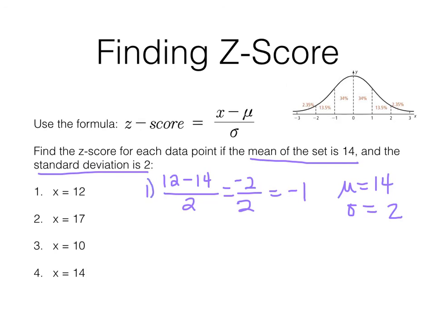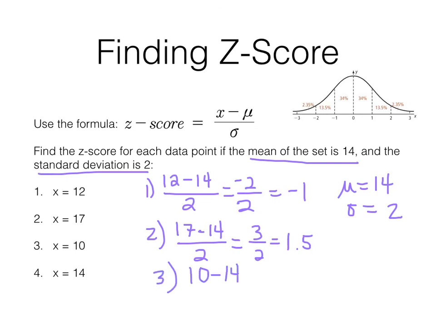The second one, this one's above. So 17 minus 14 over 2. 3/2, which is 1.5, and that means that value is found halfway in between 1 and 2, right in here. And then you have number 3, a value of 10. So 10 minus 14 over 2 is -4/2, which is -2. So that one is far below the mean, 2 standard deviations below the mean. If we're talking about test scores, that one would be quite low compared to everyone else. 2 standard deviations above would be quite high compared to everyone else. So this is a comparison value. That's the significance of these numbers.